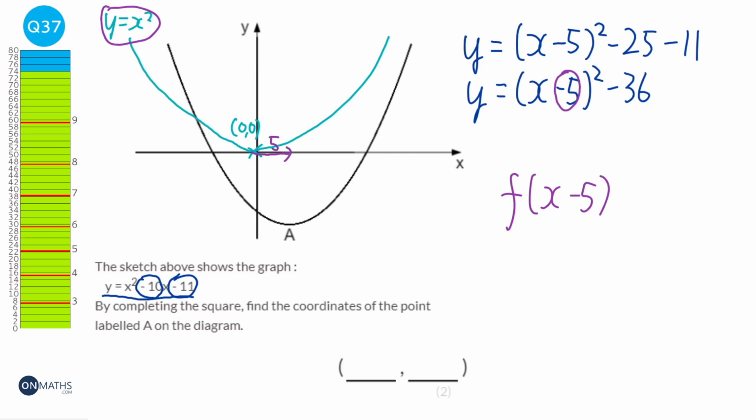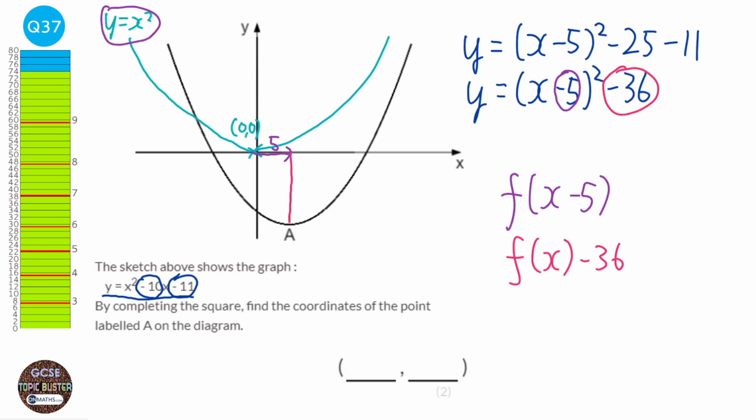We also know that if you have a minus 36 on the outside, which we do here, it moves it down 36. So let's go down 36. So our new minimum point won't be at 0, 0. It will move to the right 5. So the x coordinate will be 5. And it will be moved down 36. So it will be minus 36.